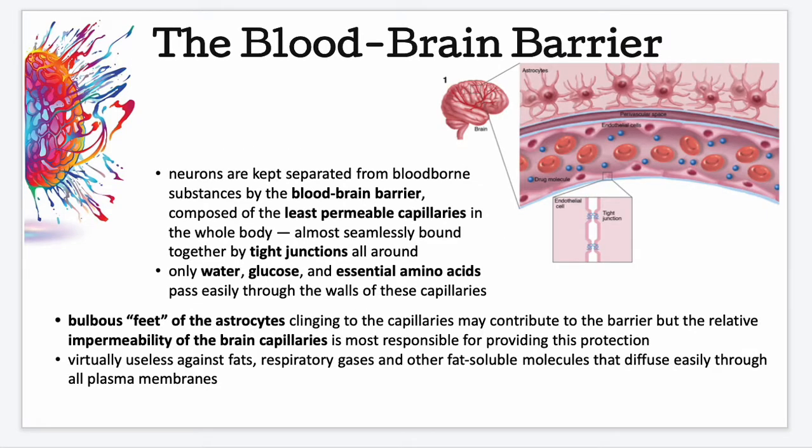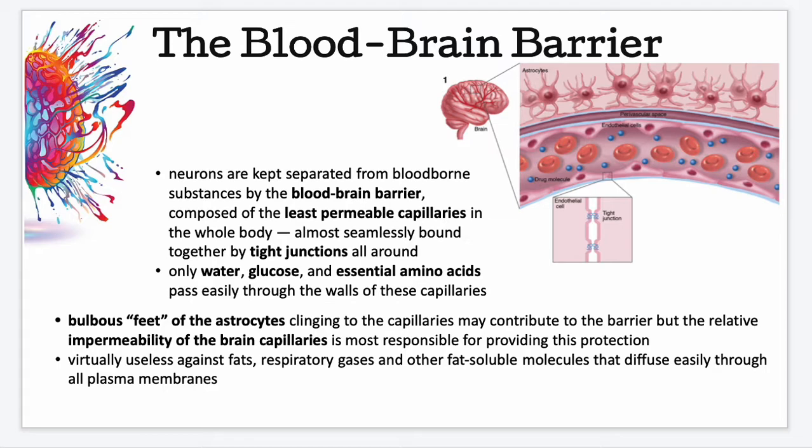So next we have your blood-brain barrier. Neurons are kept separated from blood-borne substances by the blood-brain barrier. It is composed of the least permeable capillaries in the whole body, almost seamlessly bound together by tight junctions all around. Only water, glucose, and essential amino acids pass easily through the walls of these capillaries.